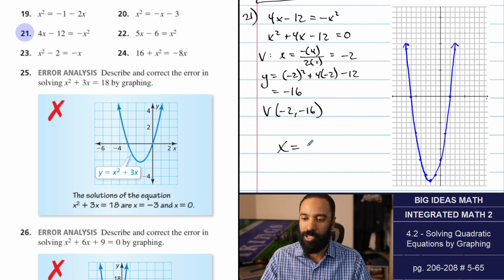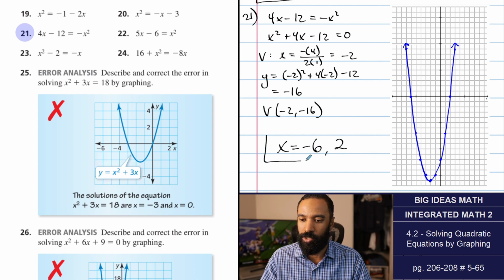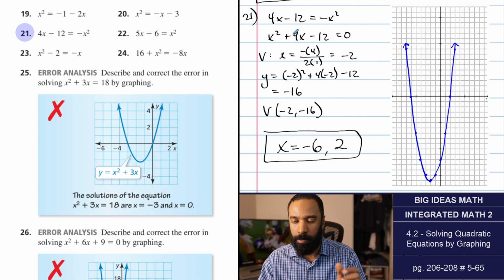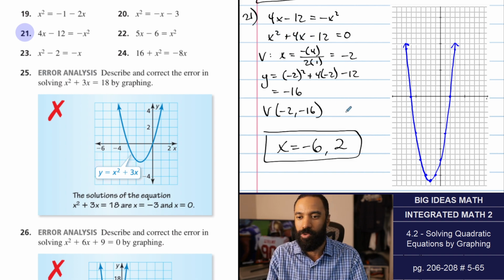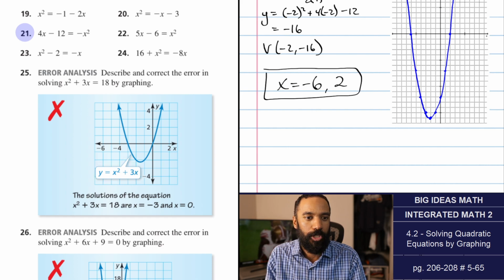That's what we get. Those are our solutions, negative 6 and 2. And that's how this would have factored: x plus 6 times x minus 2. So negative 6 and 2 are them. Number 22.